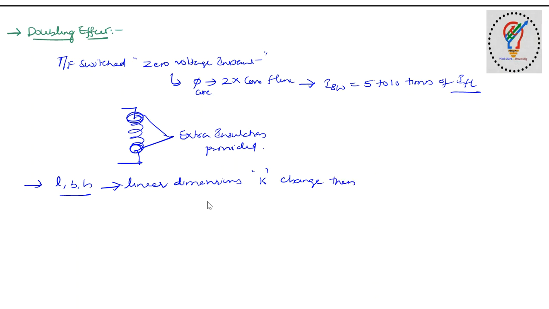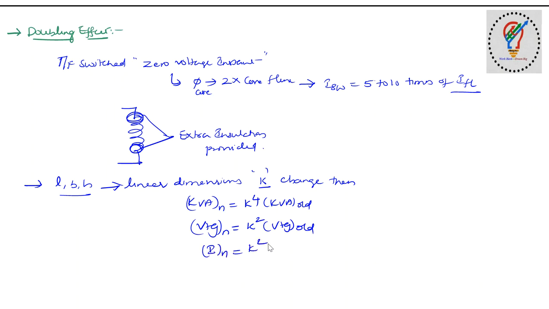what are the new values of the transformer ratings? First, the new kVA rating will be k to the power 4 times the kVA rating of the old transformer. Similarly, the voltage rating of the new transformer will be k square times that of the old transformer. Similarly, the current rating of the new transformer is k square times the current rating of the old transformer. So these are the important formulas here.